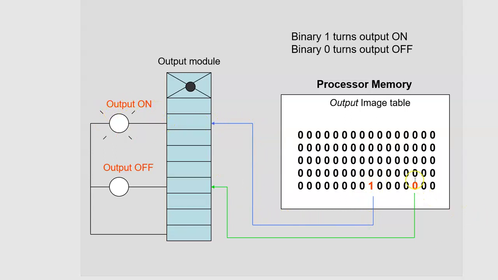If there's a 0 in the output image table, then the physical output stays off. Now remember, this is memory, but all of these hard connections are mapped directly to a place in memory. All of these screw terminals, which is hardware, are mapped to a location in this output image table, which is software. So we'll talk more about what happens in between, and that'll help you to understand better the operation of the PLC.